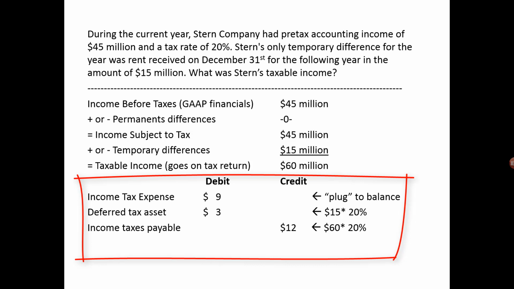And then next year when the income comes through, you'll back it out because you've already paid taxes on that. And that will clear out the deferred tax asset. And then the income tax expense is the net of those two because you have a liability and asset. And so the expense is the net of the two.